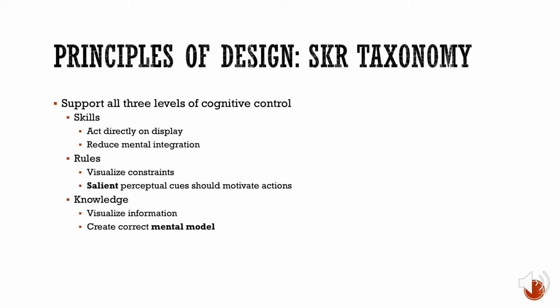The taxonomy of the skills, knowledge, and rules is broken down again below, and those are just 3 different types of cognitive control that the operator could have to utilize. So skills are very basic, and you want to make sure that those are able to interact directly with the display and reduce the type of mental integration necessary for the operator to be able to understand what to do. Rules utilize visual constraints, and so you want to make sure that any kind of visual constraints or information being given is as salient as possible in order to tell the operator how you want them to act.